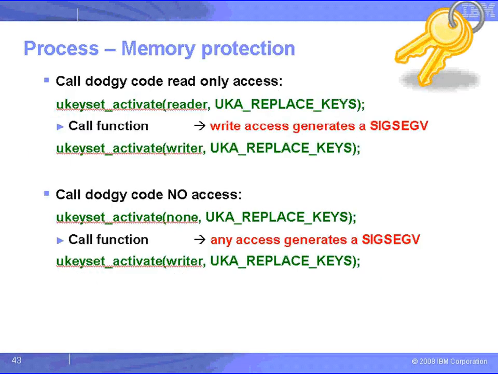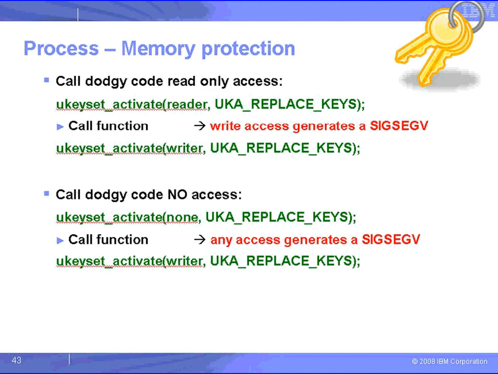Now if we want to call a piece of code that we don't want to give the full read-write access, this is what we do. Instead we're going to activate the reader key, then we can call that function, and if it tries to write to the locked piece of memory, we'll get a signal generated as SIGSEGV.